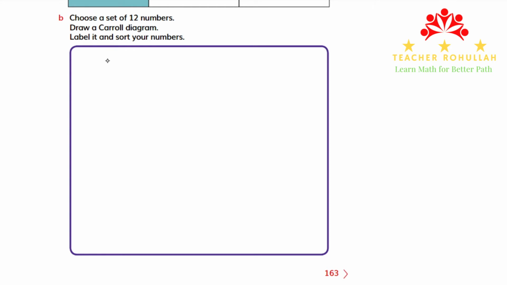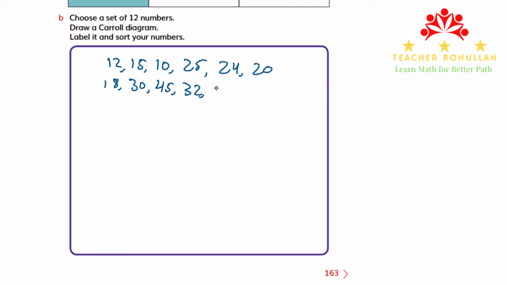Let me take 12, 15, 10, 25, 24, 20. 1, 2, 3, 4, 5, 6. So I have to make another 6 also. 18, 30, 45, 32, 16, and 11. So now I have 12 numbers.